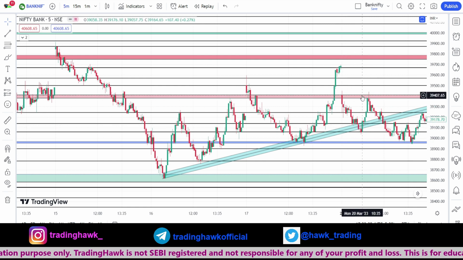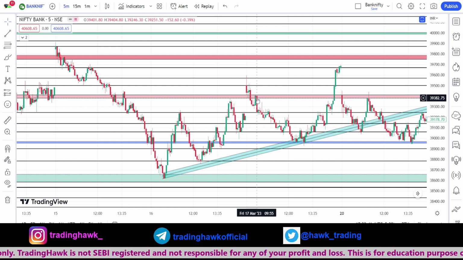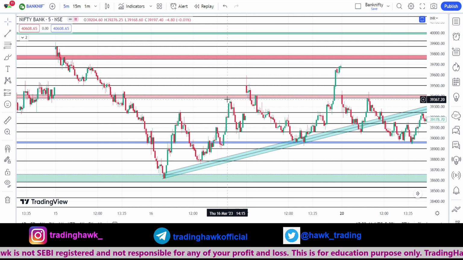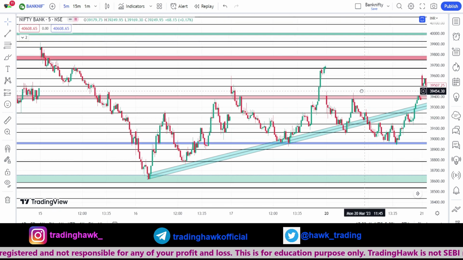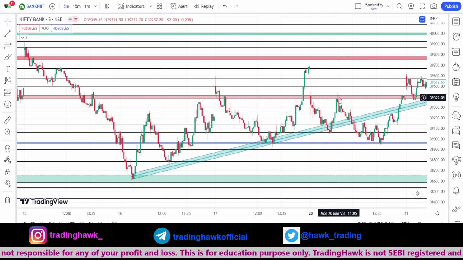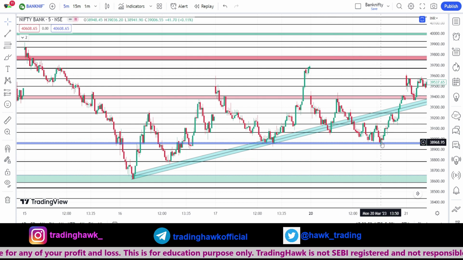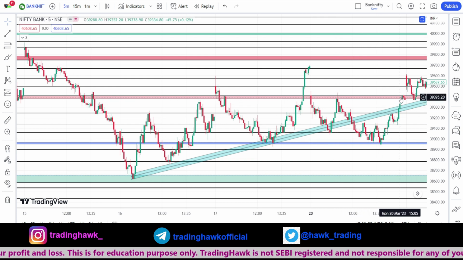So our resistance zone is pretty much valid, because if you see here it was also taken the resistance, here it has also taken the resistance, and here two times it has also taken the resistance. So here you can clearly see again from the resistance zone it pushed down to the flip zone, and again from the flip zone it pushed up to the resistance zone.